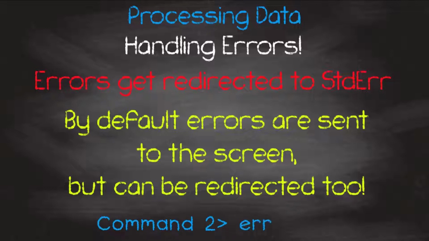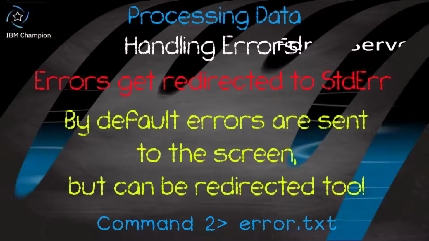To redirect errors, we use the number 2, as that is the file descriptor for stderr, with either the right arrow to create a file or replace it. With two right arrows, you can append the error to an existing file. This is the most common way you see. Over to bash for a quick example.